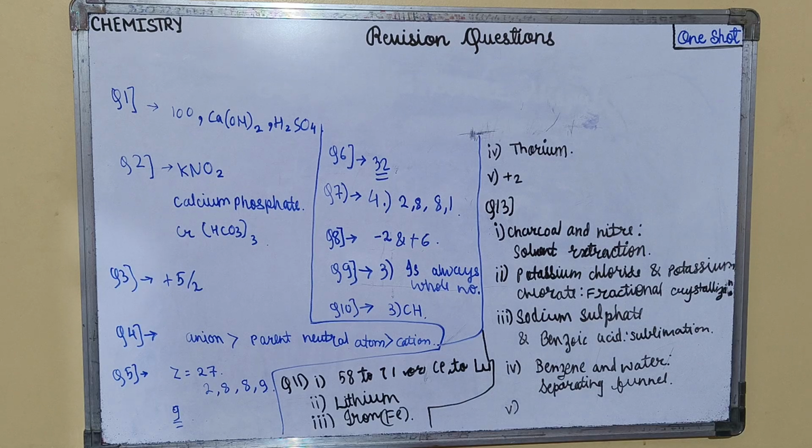Fifth is methyl alcohol and ethyl alcohol, and the method is fractional distillation.